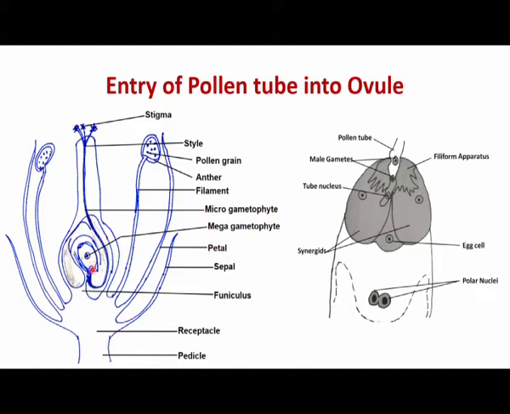If it enters through the micropylar site, this process is known as porogamy. If it enters through the chalazal end, then it is called chalazogamy, and in rare cases, if it enters laterally by piercing the wall of the ovule, then it is called mesogamy. The most common way of entry of pollen tube into the ovule is porogamy. In rare cases, it follows the other passages, that means chalazogamy or mesogamy.